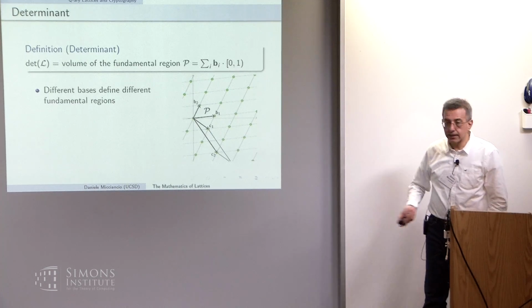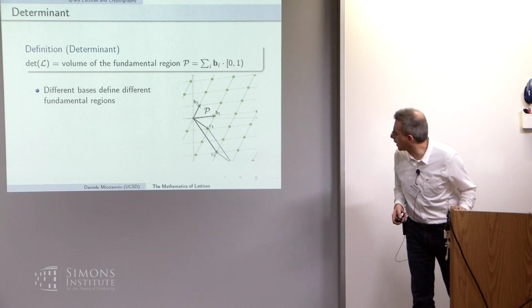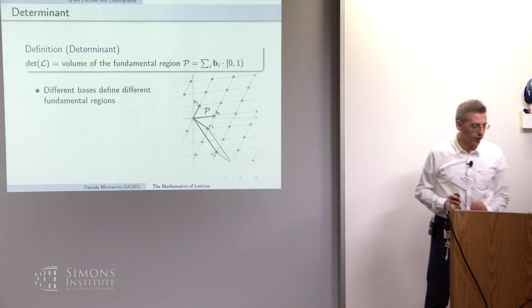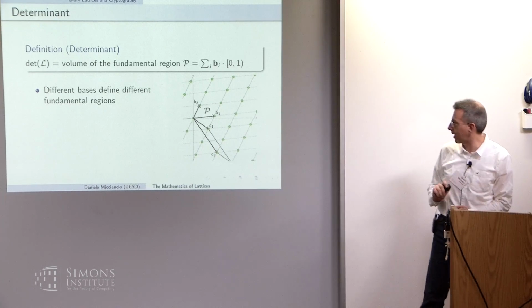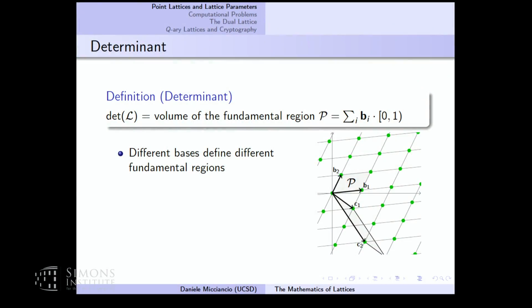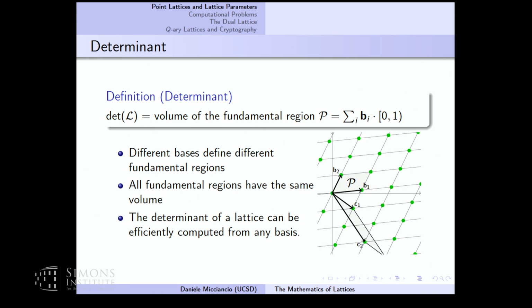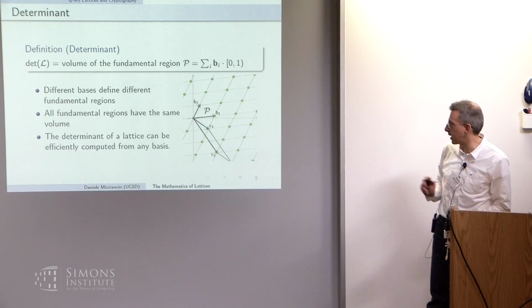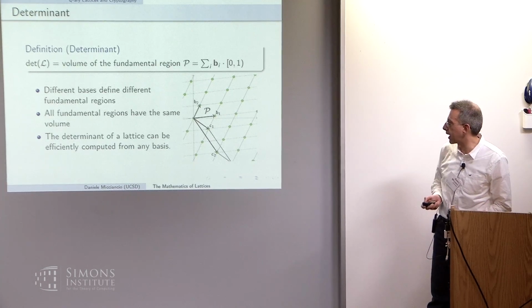And since the lattice has multiple bases, you may choose different ones. For some reason it's showing differently. Okay, those parallelepipeds are shaded on the computer, but they don't show here. Okay, so you can consider different bases. So you can have different fundamental regions, but all these fundamental regions have the same volume. So the determinant is not a property of the basis, but is a property of the lattice itself. And not only that, it can also be computed efficiently from any basis. Just a matter of recalling a few geometric formulas, how to compute the volume of a parallelepiped, and we'll see soon a simple way to do that.